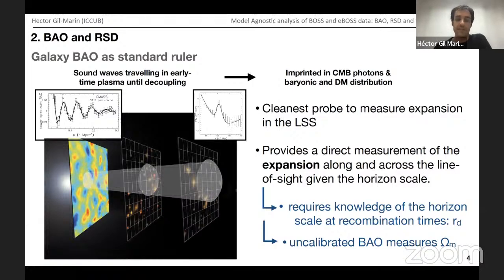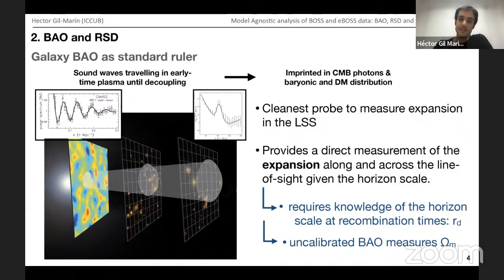So this distance, the sound horizon scale, is in principle imprinted not only on the distribution of photons that is later received in the CMB signal, but also in the distribution of baryons that eventually are going to form galaxies. So when we observe the galaxy field, we are also going to see this bump, this excess of probability distribution caused by this excess of density at a certain distance given by the sound horizon scale.